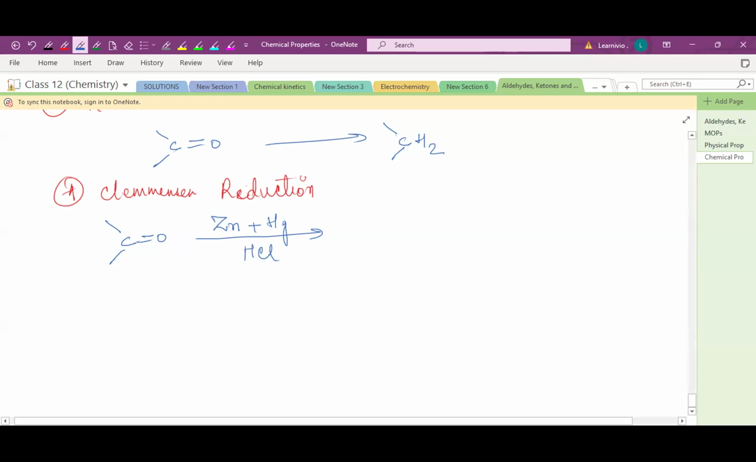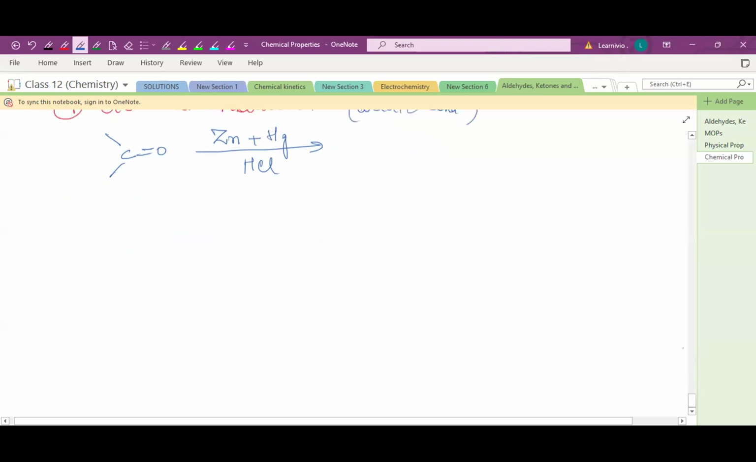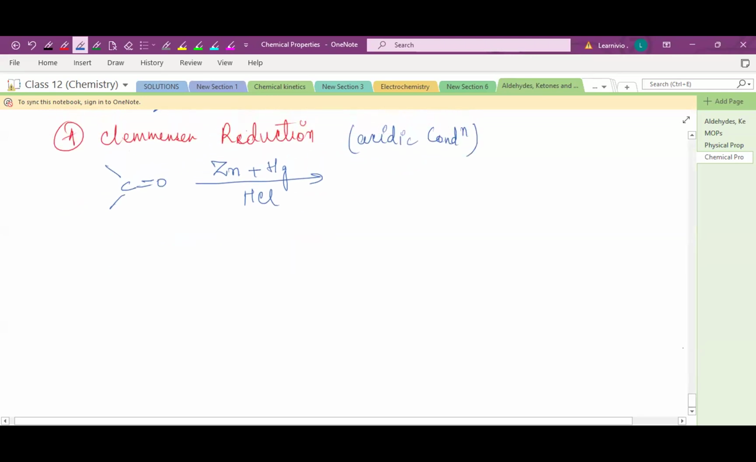In both the reduction reactions, you will get the same product. Basically, the carbonyl compound is getting converted into an alkane, but the reagent you use is different and the medium is different. Clemmensen reduction occurs in acidic condition. The Wolff-Kishner reduction, which we will see after this, occurs in the basic, alkaline medium.